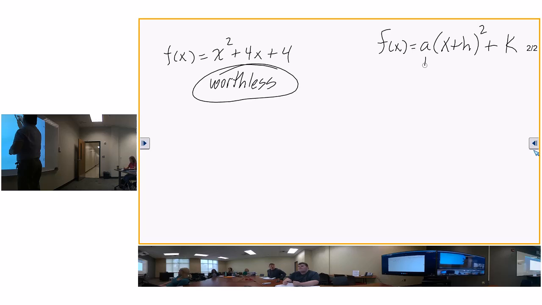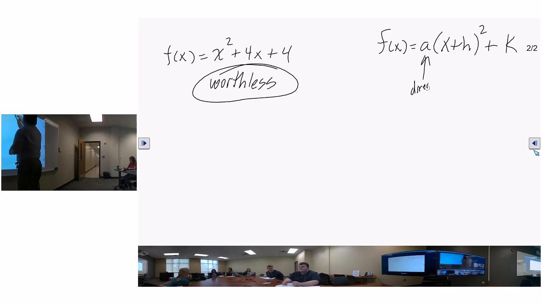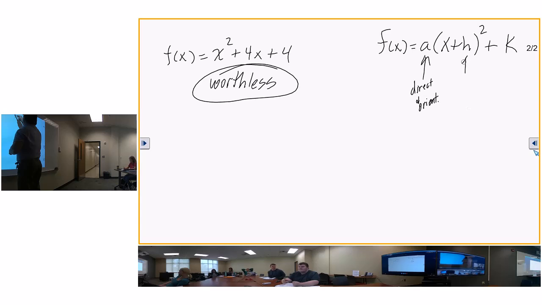Because this gives us our what? What does A tell us? Direction and orientation. We just learned that. H tells us a horizontal shift.